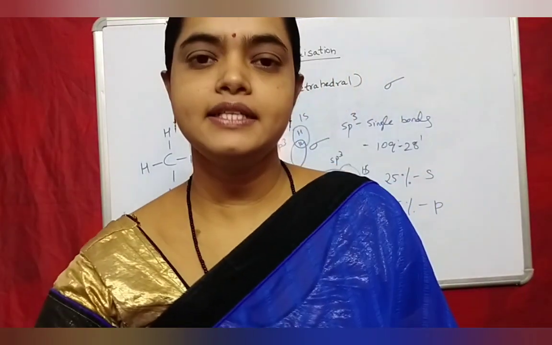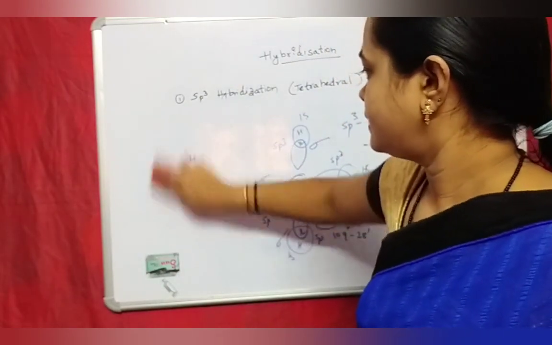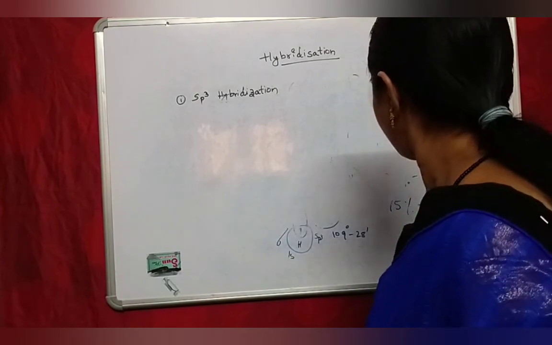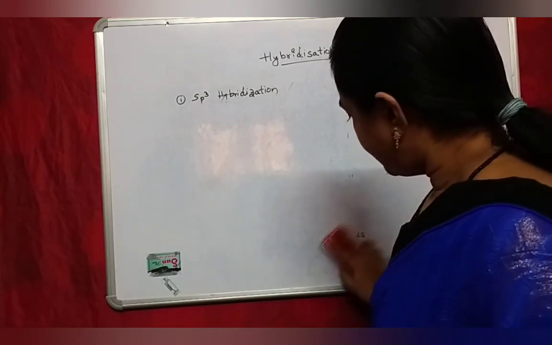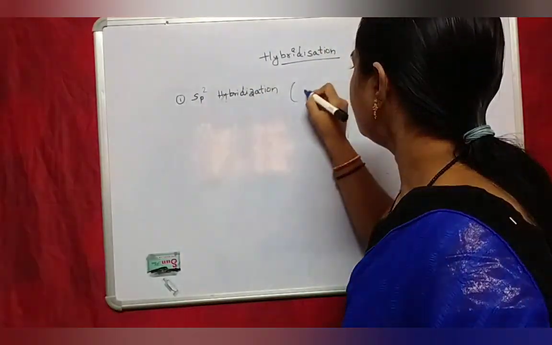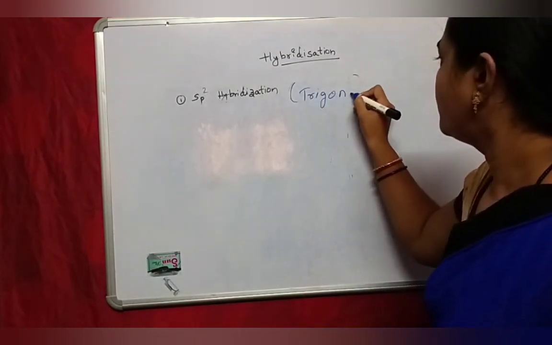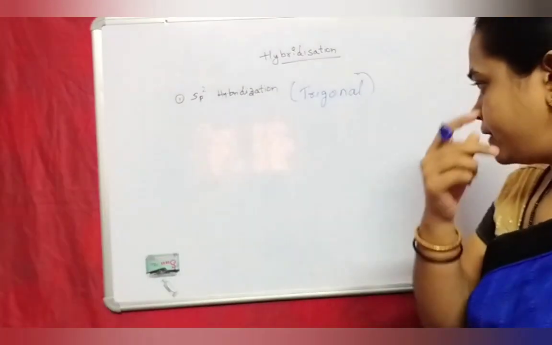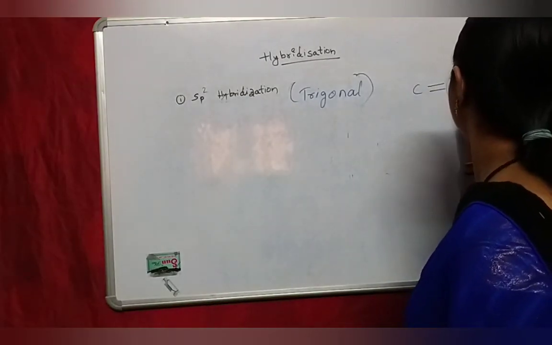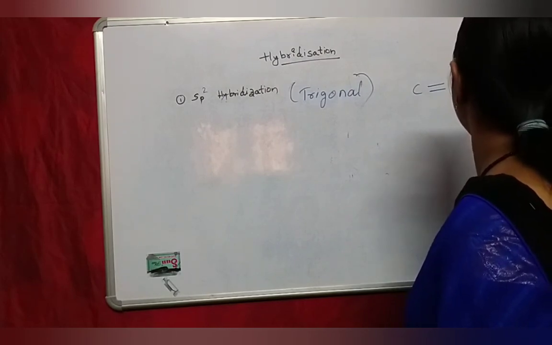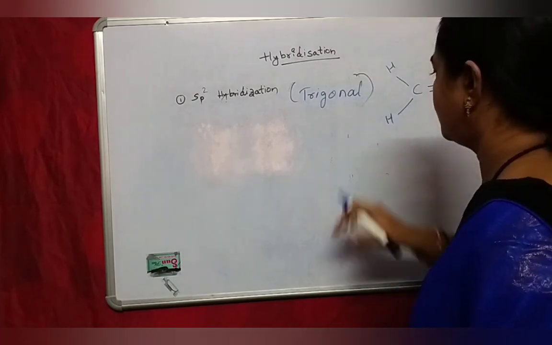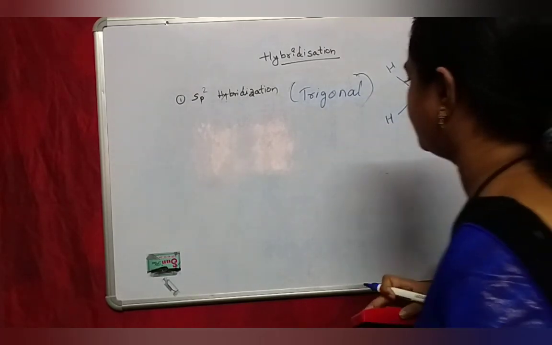Next hybridization is sp2 hybridization, also known as trigonal. Here take an example, ethylene. Okay, see, I will draw the structure of ethylene.